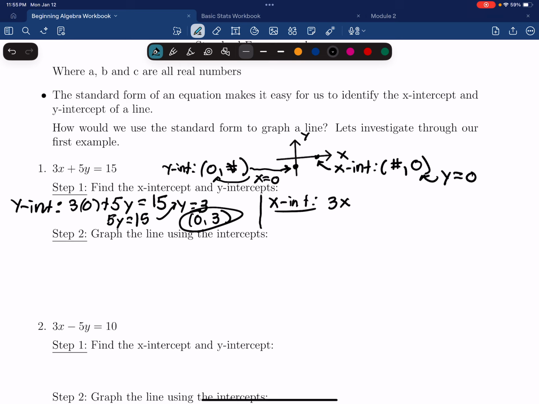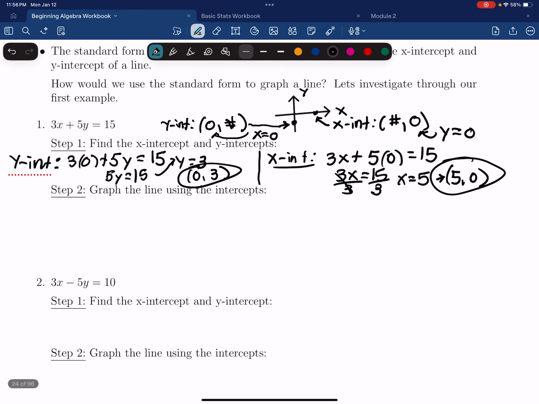So we're going to have 3x plus 5 times 0 equals 15. 5 times 0, that's 0, so that goes away. And all we're left with is 3x equals 15. To solve for x, we're going to divide by 3 on both sides, and we get that x equals 5. So that means that our x-intercept is at the point (5, 0).